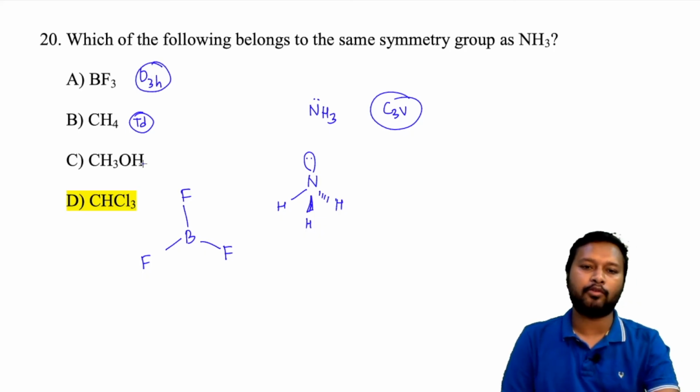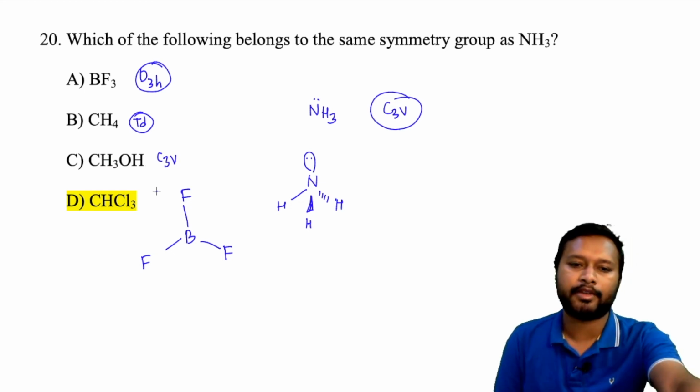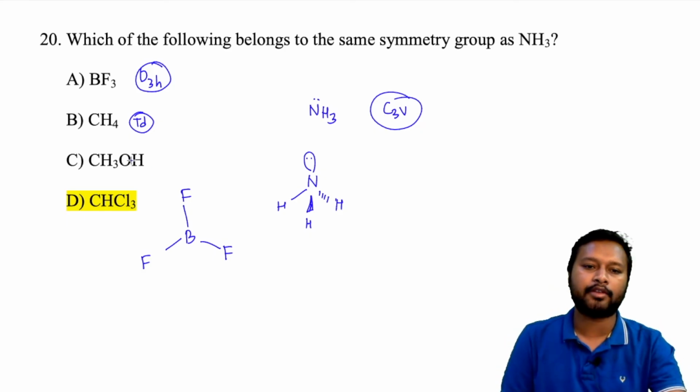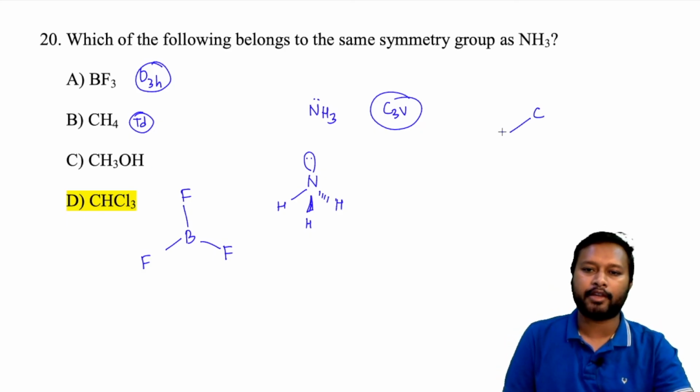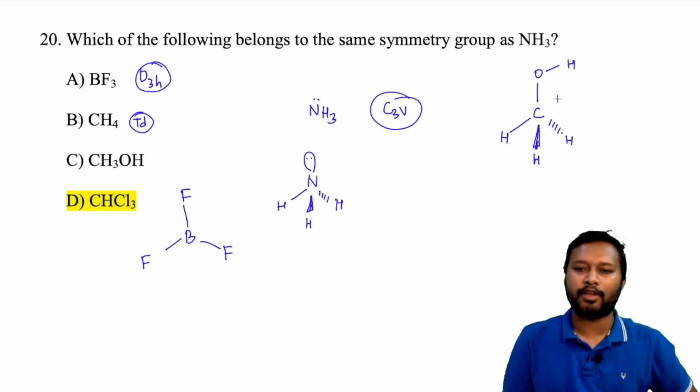Talking about CH3OH, this is going to have C3v. Basically, it is not going to have C3v because this molecule will be something like this. You can understand it because this oxygen and hydrogen bond is not going to be in the same line, so you won't be having an axis over here. So the only thing which is possible is a plane of symmetry, and that plane of symmetry makes it Cs point group.